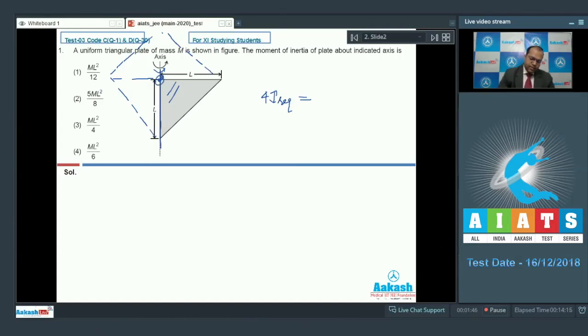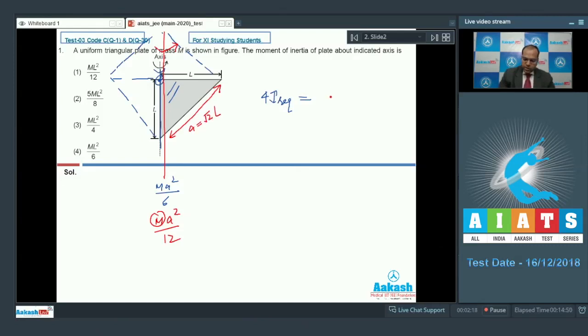So about this axis, the moment of inertia will be m a square by 6. So about this axis, the moment of inertia will be m a square by 12, where m is the total mass of this extended plate and a is the edge length of this square plate. So this edge length a is equal to root 2 L.